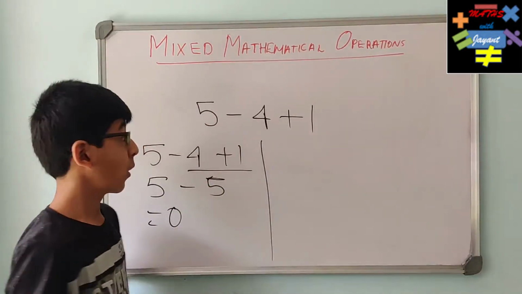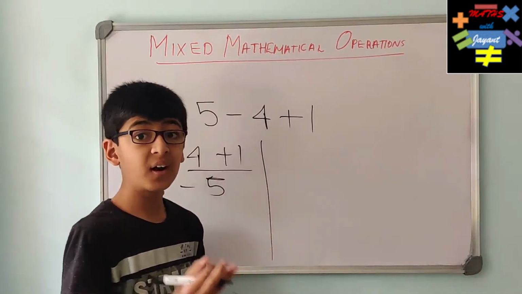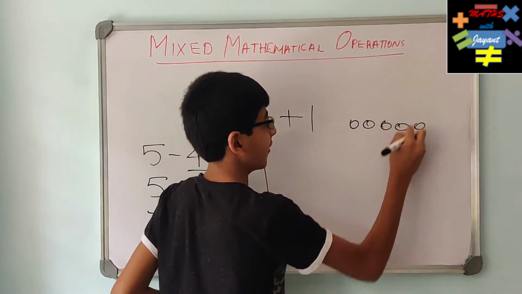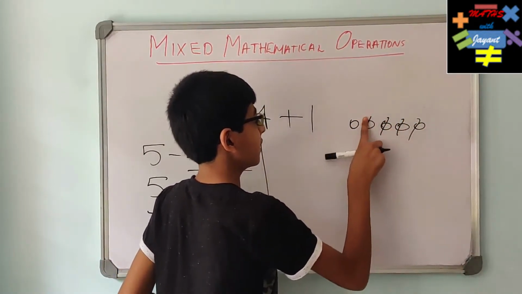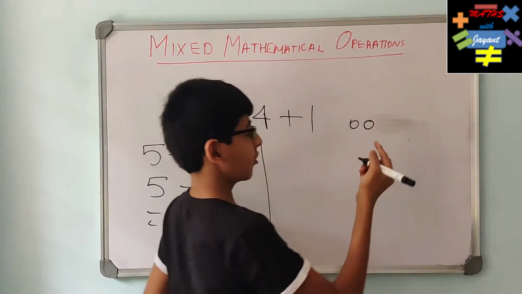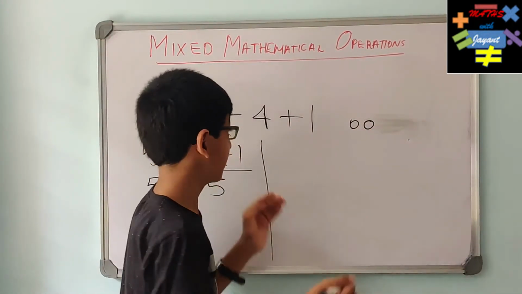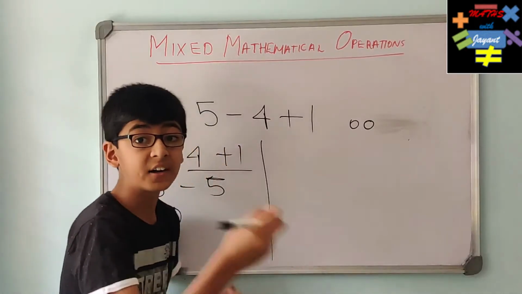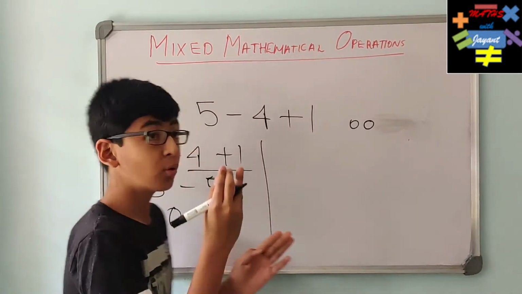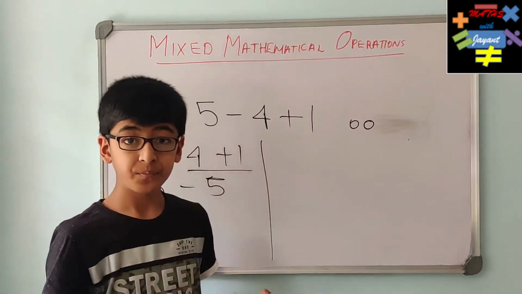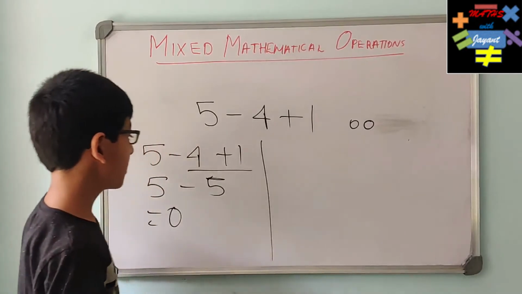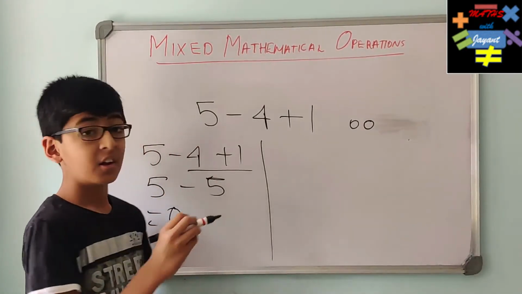First of all, let us understand what this means. From 5 we are removing 4 and we are adding 1. So if there are 5 items, we are removing 4. So these 4 go away and then we are adding 1. So you see both the operations are different. It's not like we are removing 4 and removing 1. We are removing 4 and adding 1. So these two are different units, so we cannot join them. So over here, the DMAS rule in this case is not going to work.